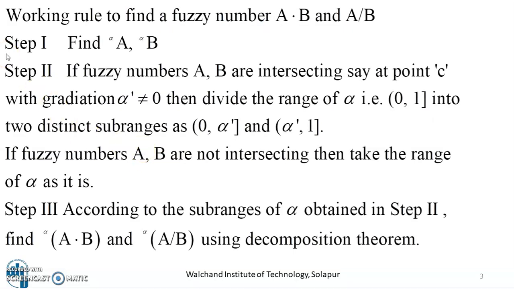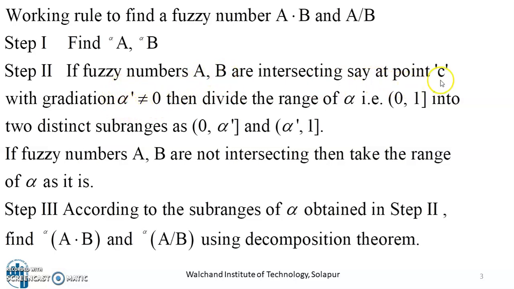Let us start this video with the working rule for finding the product and division of any two fuzzy numbers. Step number 1 is finding alpha cut of A and alpha cut of B with the help of given membership functions. Step number 2 is drawing the graphs of the fuzzy numbers A and B, and we have to check whether these two graphs are intersecting at a certain point C, with the gradation at this point in A as well as B must be non-zero.